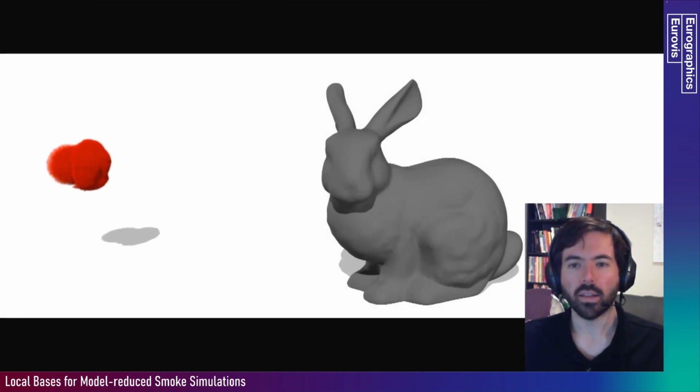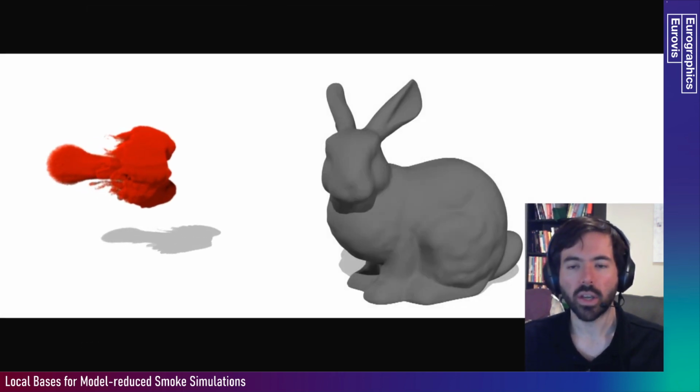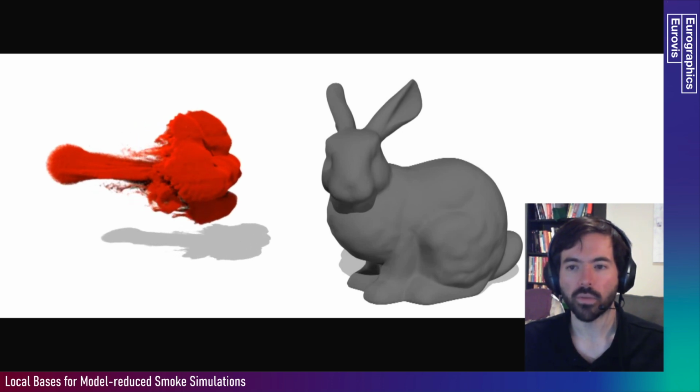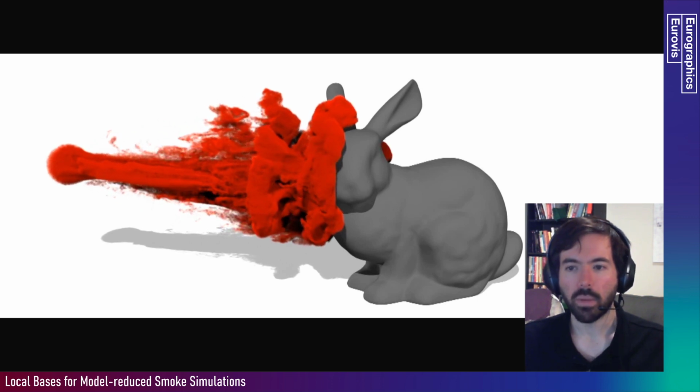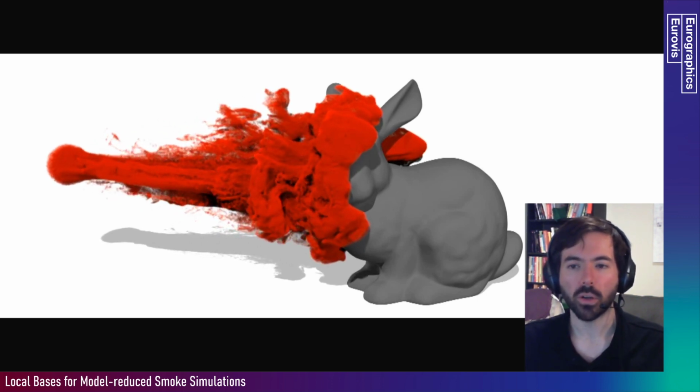If we look again at the example I showed at the beginning of this presentation, we see that the smoke plume evolves with the behavior and the appearance that we expect, and we also show in the paper how we can interact with mesh obstacles so that the smoke is able to wrap around the bunny in this example.